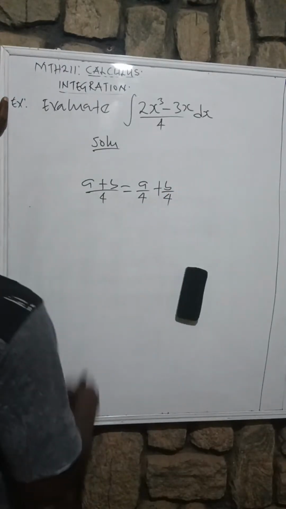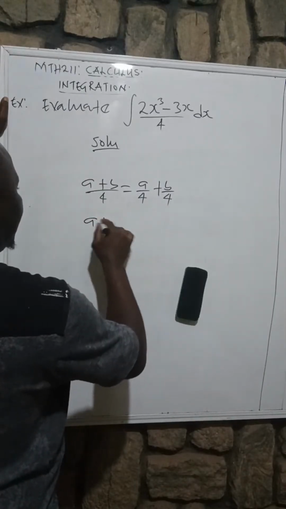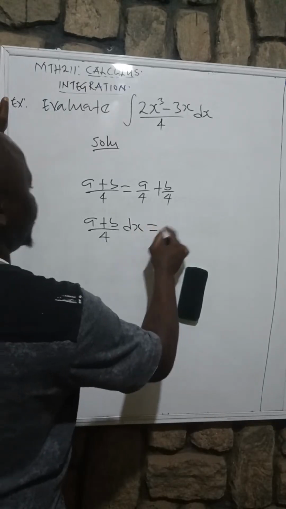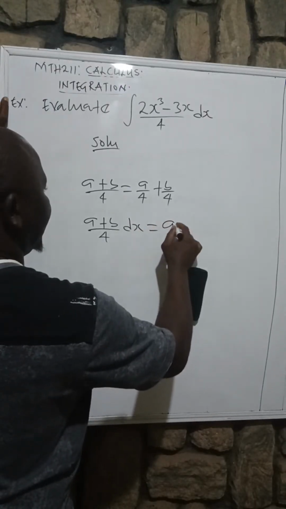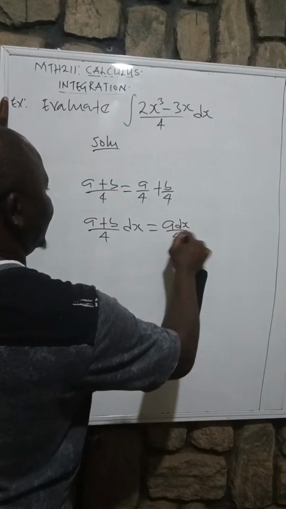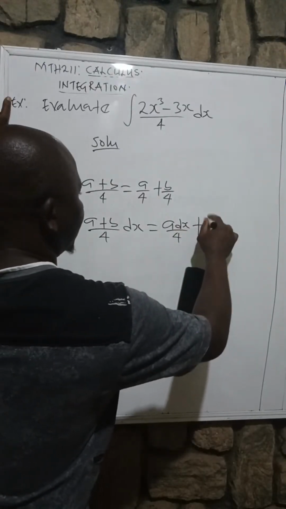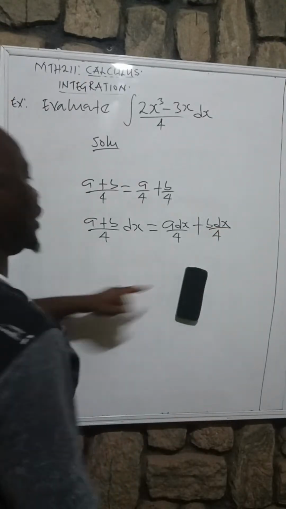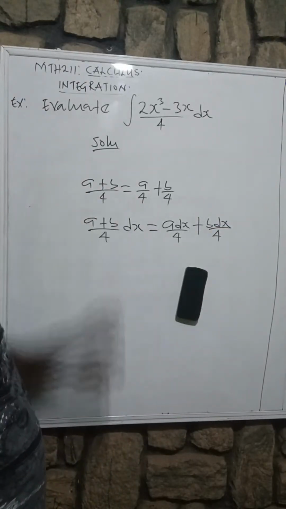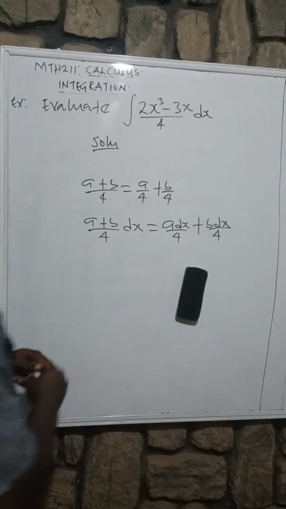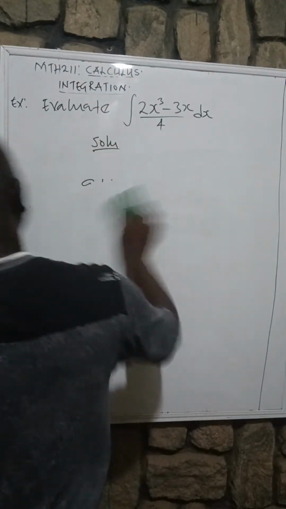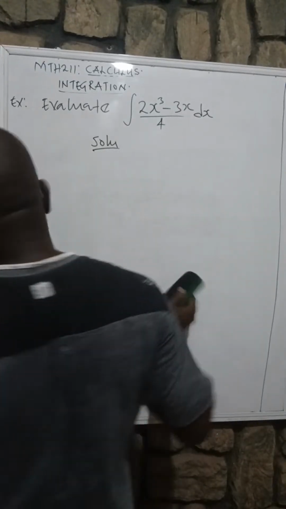Okay. So assuming we have a plus b all over 4 dx, we are supposed to have a dx all over 4 then plus b dx all over 4. This is how it's supposed to be. Take note because we are going somewhere. Is that clear? So far, so good. You can see what I'm saying.